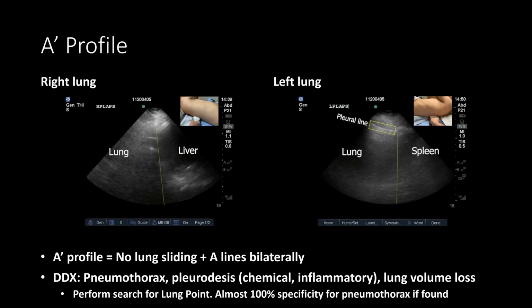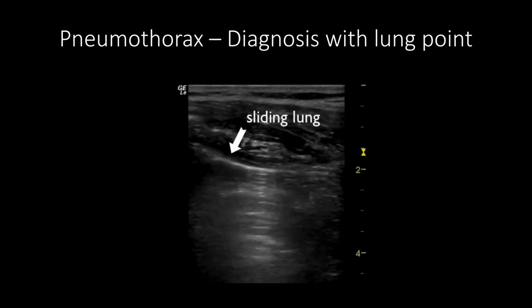Overall, this is most consistent with a possible pneumothorax, but could also be consistent with other causes of absent lung sliding, including pleurodesis, pneumonia, lung volume loss. And thus, we would need to identify a lung point to be able to diagnose a pneumothorax specifically.